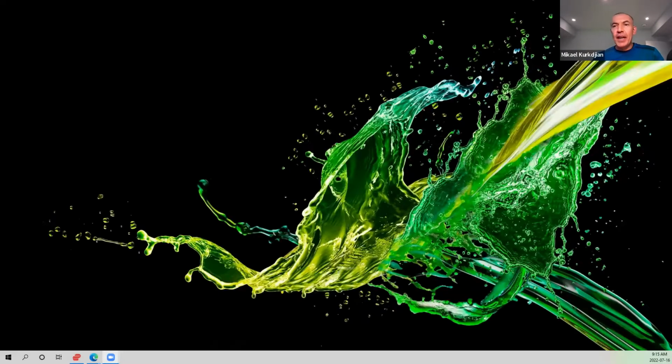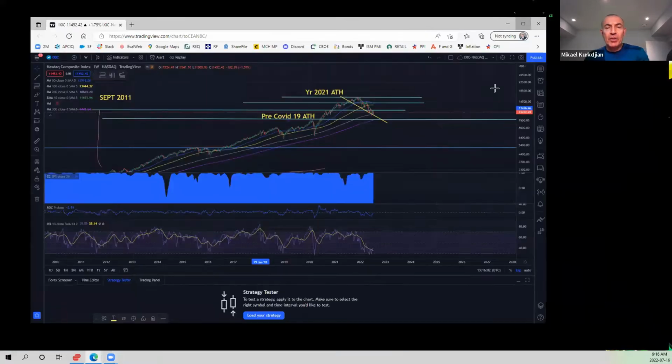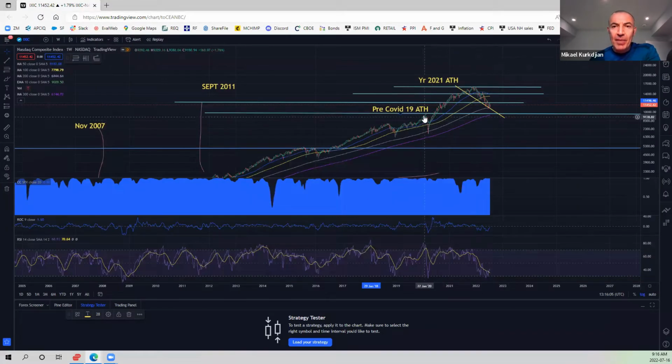Let's get started looking at the computer screen. Here we are. The first thing I like to do is look at what's going on with this macro environment that we are in. This is the Nasdaq, obviously. Pre-COVID, this was the all-time high, in the range of approximately 9,500, 9,600 points. At the all-time high, we got up to right over here, in the range of approximately 16,000 points. Now we definitely are on a downtrend. We haven't really hit the all-time high from the pre-COVID period, but it looks like we may be going there.